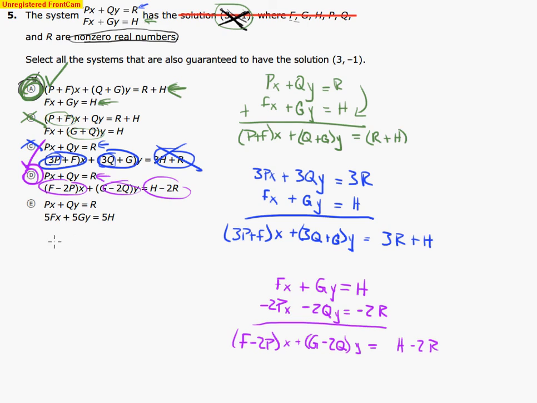Last one. The last one's pretty straightforward. This guy's given, and this guy's a multiple. So this one is going to check off right away.